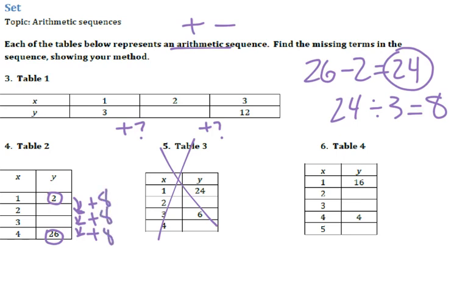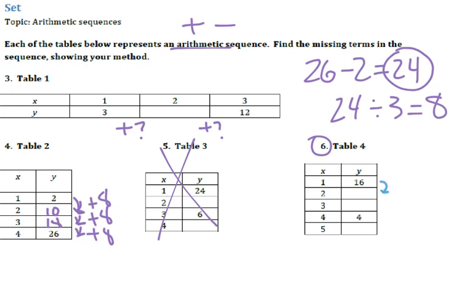So let's test it out and see if we did it right. 2 plus 8 is 10. 10 plus 8 is 18. Is 18 plus 8 26? Yes, it is. There we go. So the missing terms are 10 and 18.